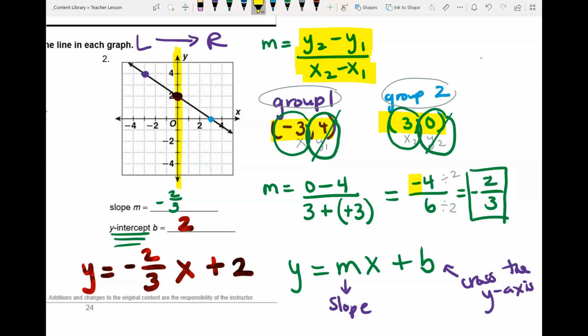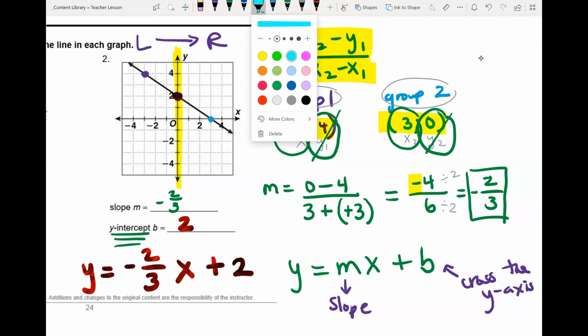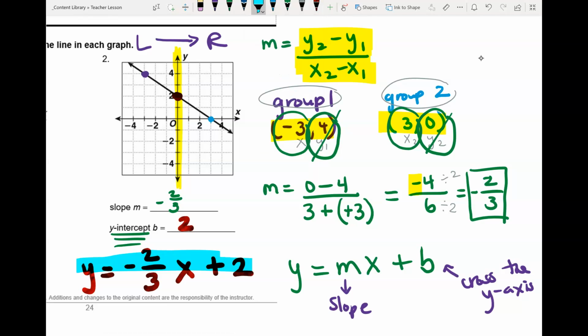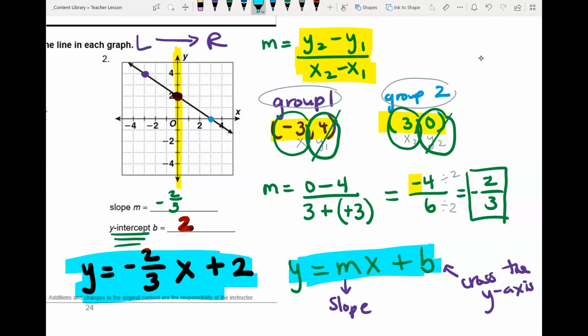And so in relationship, if you look at this equation for the graph, it should be in the form of this equation here. And if you look at it, it should match.